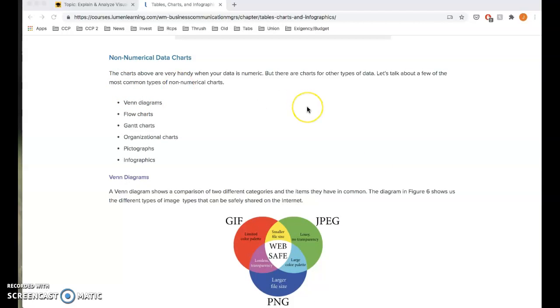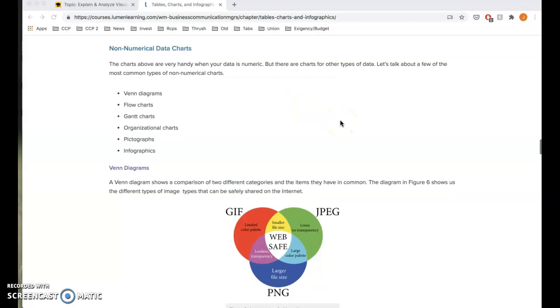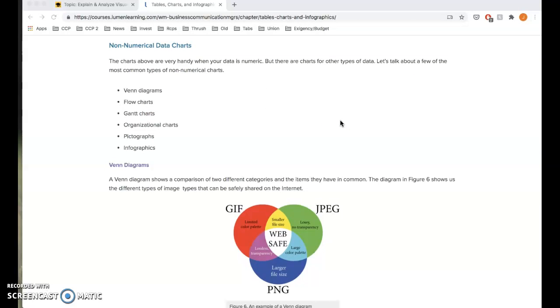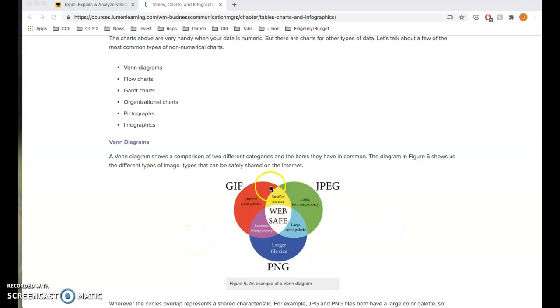Okay, so besides that, all of those were numerical data in charts, right? And here's some examples of things that are going to be non-numerical. This one is called a Venn diagram. A Venn diagram shows comparison and contrast of two or more things, right? And where they overlap, they are the same. So there's three circles here: a GIF, a JPEG, and a PNG. These are like three types of files. So this is showing where they overlap and where they're different.